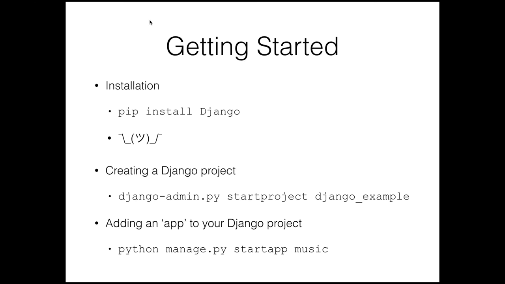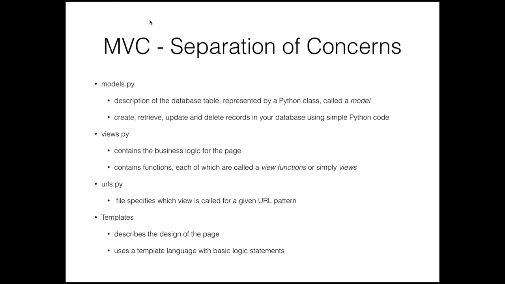So this is an example that we'll be going through. I basically created a very small music catalog, which has songs, artists, and albums, and we'll just go through that as part of the example.